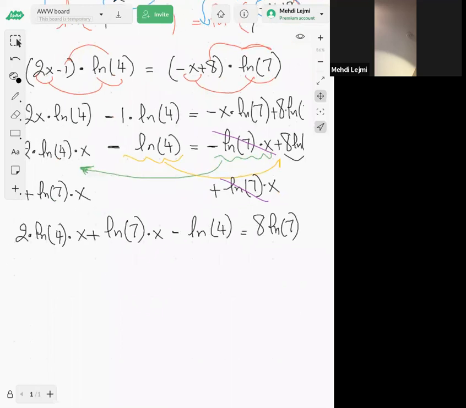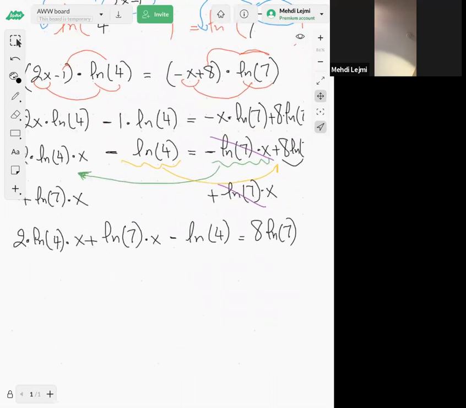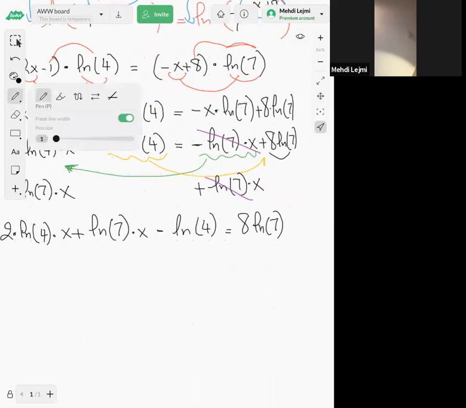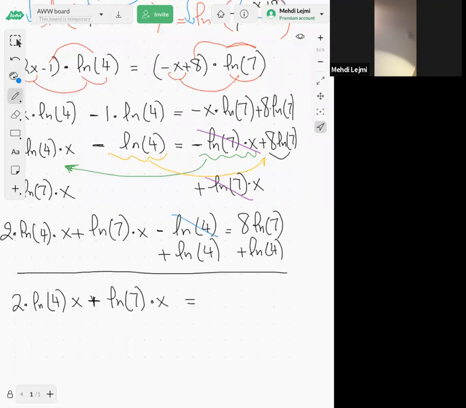Now, as I said, we move the x's to the left side and everything else to the right side. There's this minus natural log of 4. I have to move it to the right side, so we're going to have plus natural log of 4 on both sides. And so now I'm going to have 2 times natural log of 4 times x plus natural log of 7 times x equals... this natural log of 4 cancels out on the left side. And on the right side, that will be 8 natural log of 7 plus natural log of 4.